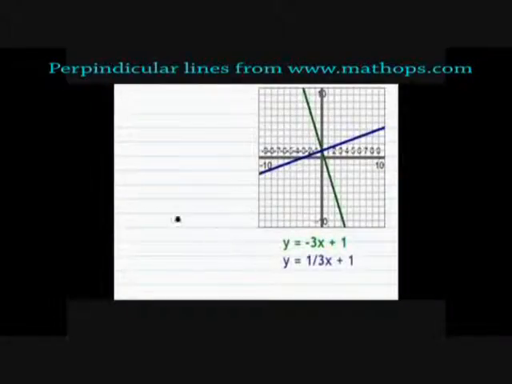To create a reciprocal for a whole number, put it over 1, then flip it upside down. The reciprocal of -3 over 1 is -1/3. We need the negative of the reciprocal, so we'll multiply -1/3 by -1 to get +1/3. y equals -3x plus 1 and y equals 1/3 x plus 1 are perpendicular.